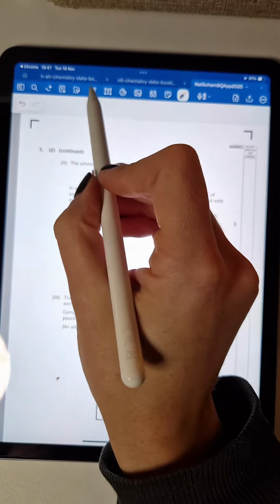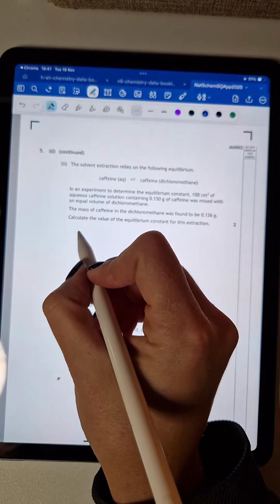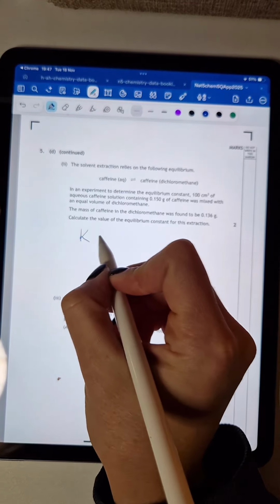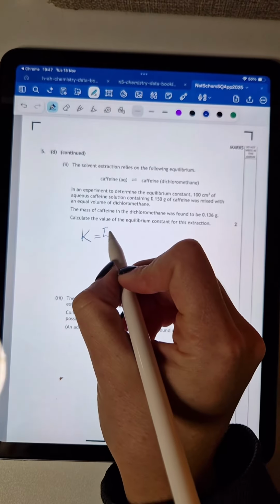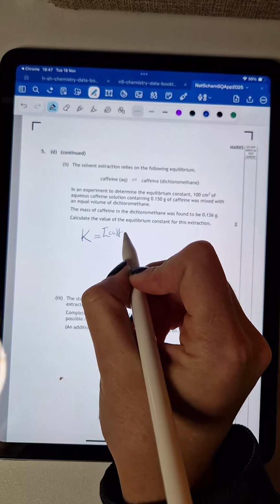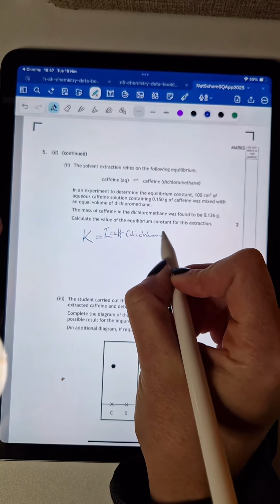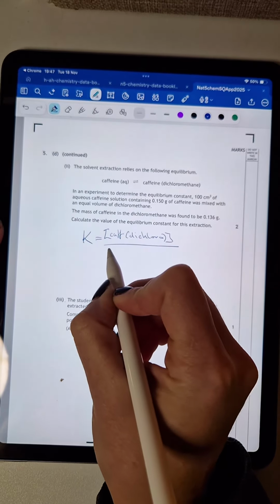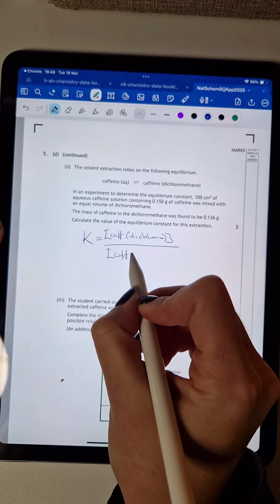Anytime you're asked a question to do with equilibrium constants, you need to write your equilibrium expression. That's always K equals the concentration of the products, which in this case is the caffeine in the dichloromethane. I'm just going to abbreviate this for the sake of time, over the concentration of the reactants, which in this case is the caffeine in the aqueous solution.